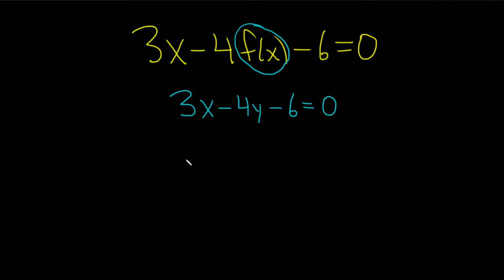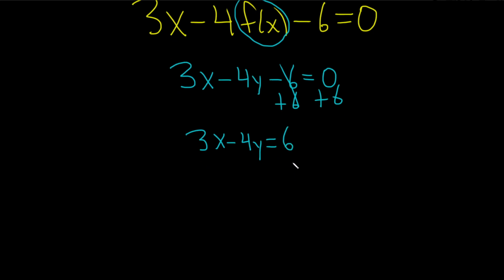And then we have a couple different ways that we can graph a line. We can solve for y and use the slope and y-intercept, or we can use the x and y intercepts. Let's use the x and y intercepts. To make it a little bit easier, we're going to first add 6 to both sides, like this. So now we have 3x minus 4y equals positive 6.